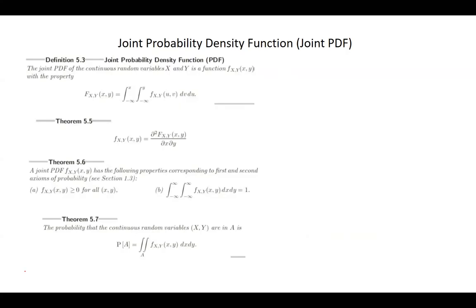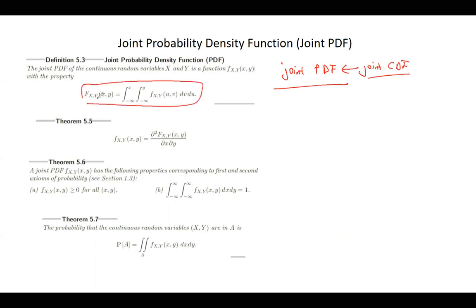Joint PDF, I have already given an example of this. Joint PDF can be derived from joint CDF. Okay, so it's shown here. We write joint CDF in terms of joint PDF, that's double integration, and then we can get the joint PDF from joint CDF by taking the second order derivative of joint CDF.